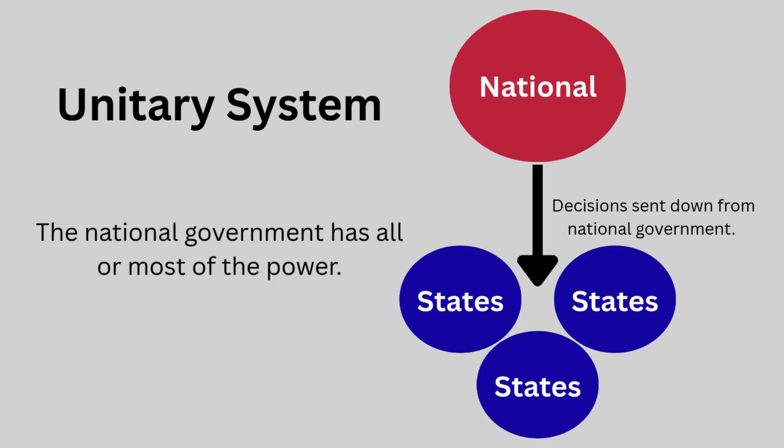In a unitary system, power is mostly held by a national government that passes laws and makes decisions at a central level. Those laws and decisions are then passed down to the local level. Sometimes the local level may have some say, but everything can be overridden at the national level. The British Empire is an example of a unitary system.